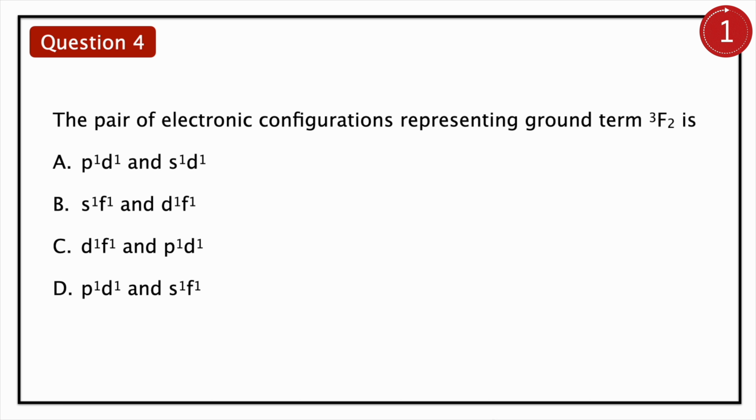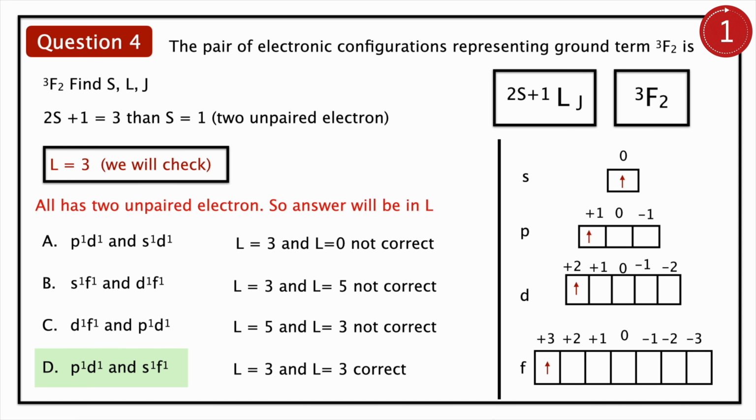Then the next question. The pair of electronic configurations representing the ground term 3F2 is: p1d1, s1d1, s1f1, d1f1. Here the question is reversed, so you have to go the reverse way to identify the real configuration. Let us break the term symbol. You have 3F2, 2S+1 L J, where 2S+1 is 3. 3 means 2 unpaired electrons. All the systems have 2 unpaired electrons, so we have to go with L.